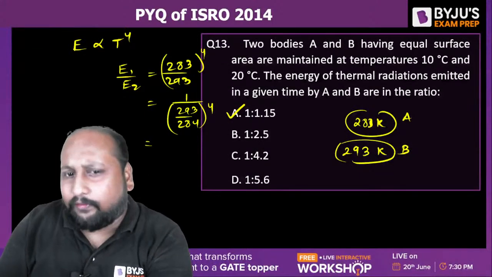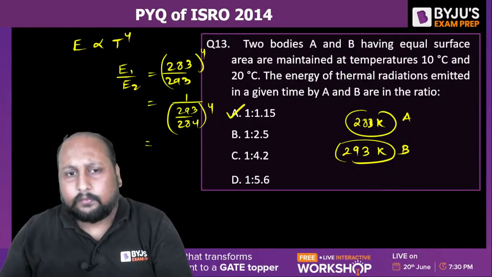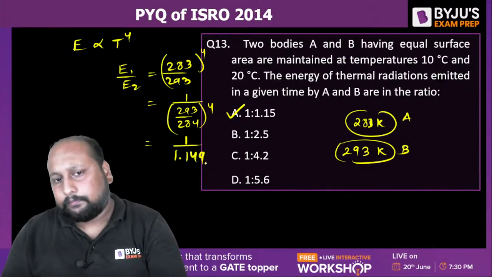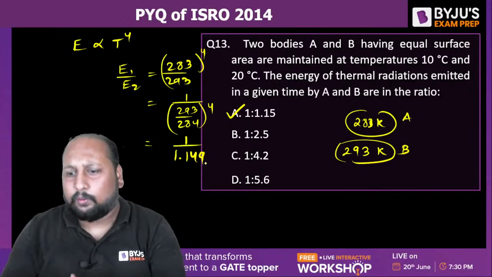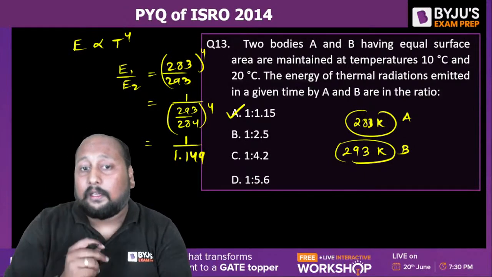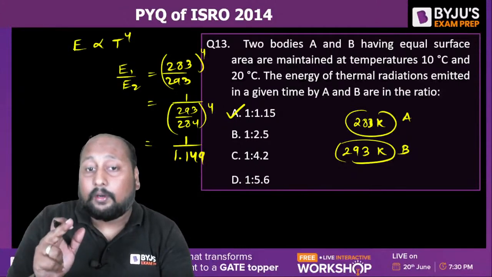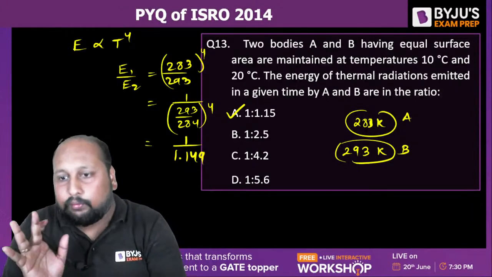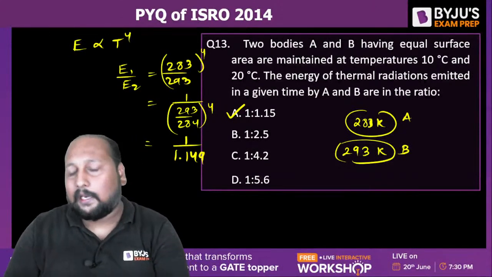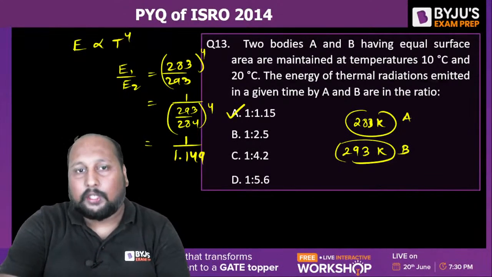Okay, 1.149. It won't be 2 times, 4 times, 5 times. No, you can directly eliminate that. Option A is correct. Agar option mein hota 1.15 or 1.25, then we have to do some calculation. But ISRO hai, calculator required nahi hai, so we can directly go for that. Chalo, next question. Is this clear?